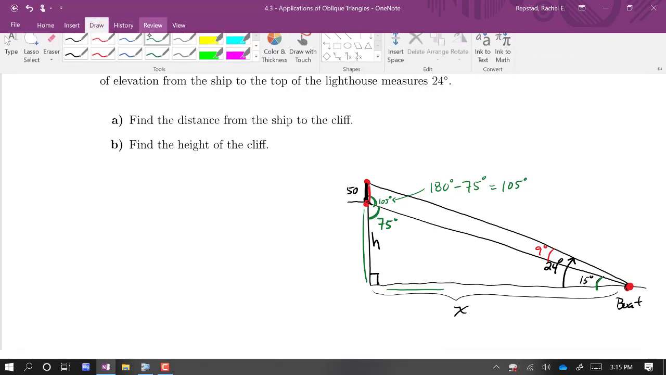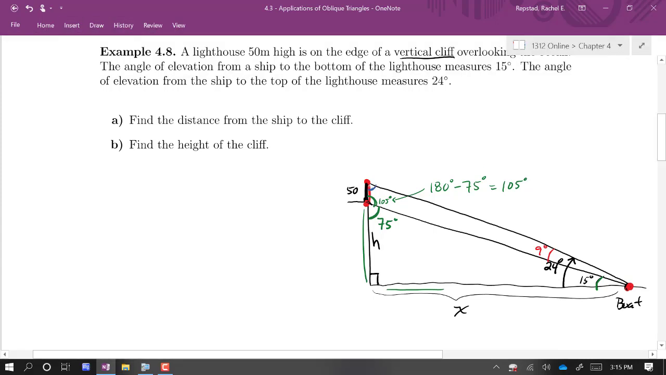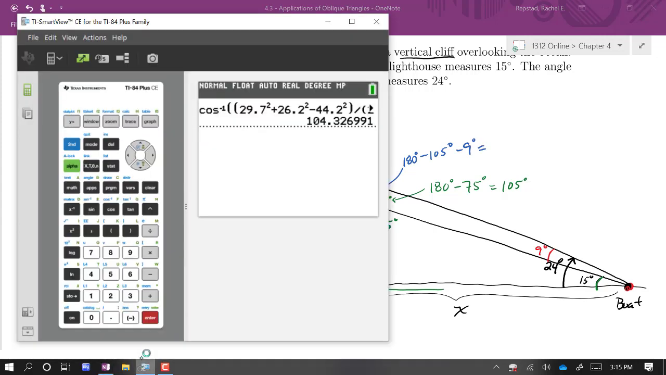And this angle here, well, I know the other two angles of that triangle are 9 degrees and 105 degrees. So that's 180 minus 105 minus 9, and that's 66 degrees.